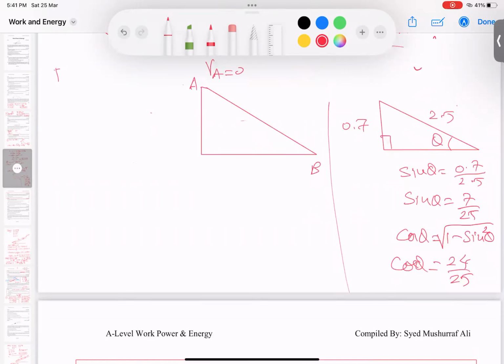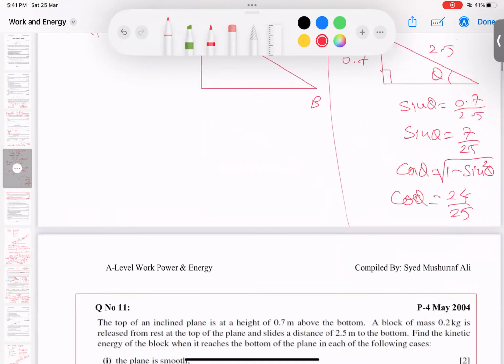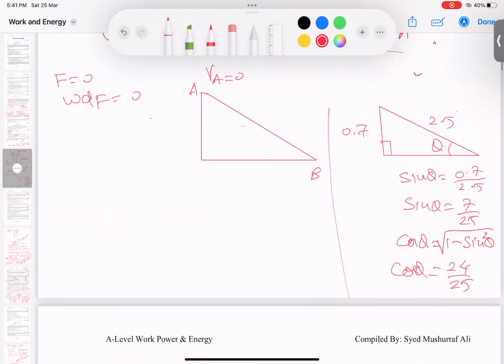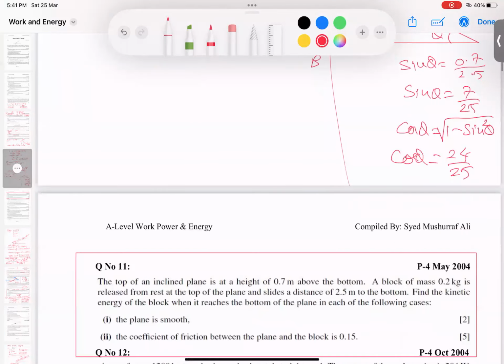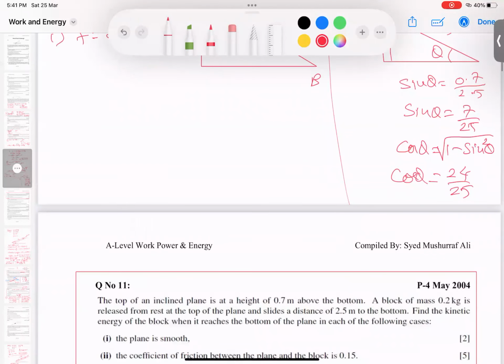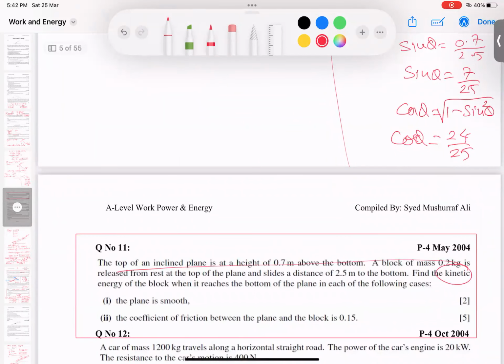Velocity and applied force is 0, so work done by applied force is 0. And I think, smooth or rough, let me check. No, it's not smooth. The first part is smooth, the second part is rough. So in the first part, friction is not there, so work done by friction force is 0. And he's saying the height given is 0.7 meter. And what to find: kinetic energy of the system at the bottom. So we need the kinetic energy.